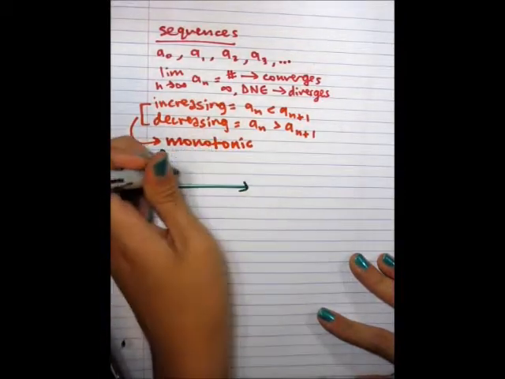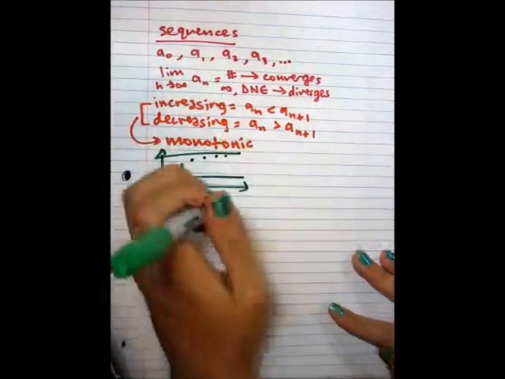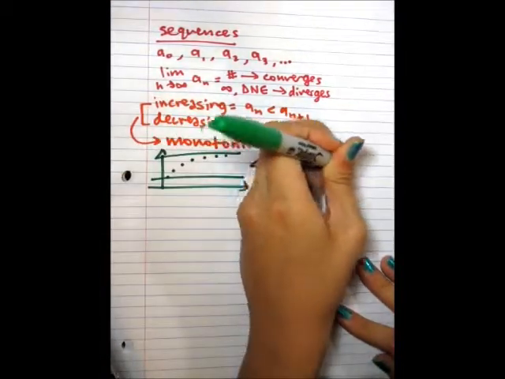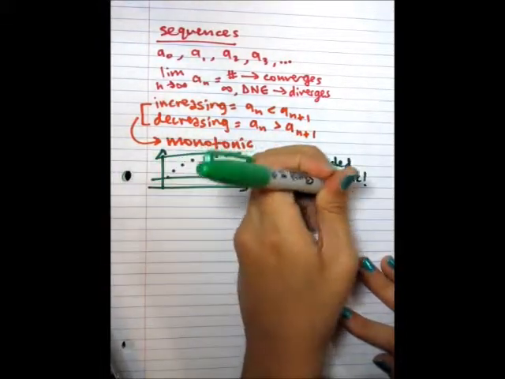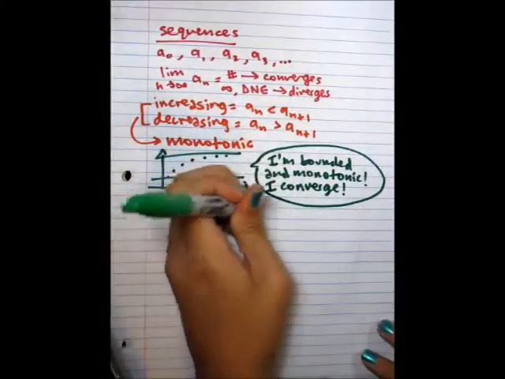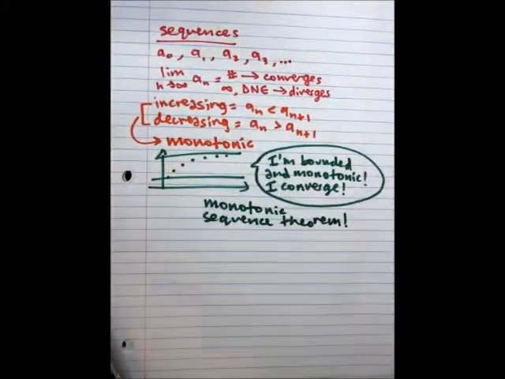If a sequence never gets bigger than a certain number, we say that it's bounded above, and bounded below if it never gets smaller than a certain number. If it's bounded above and below, the sequence is a bounded sequence. The monotonic sequence theorem says that every bounded monotonic sequence is convergent.